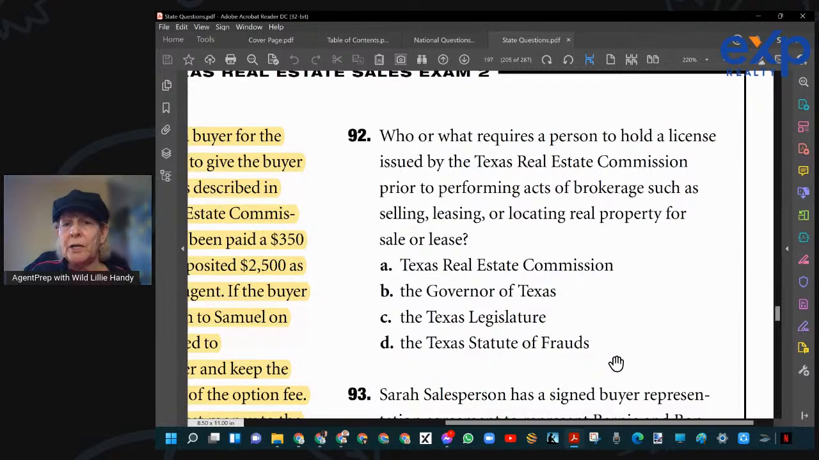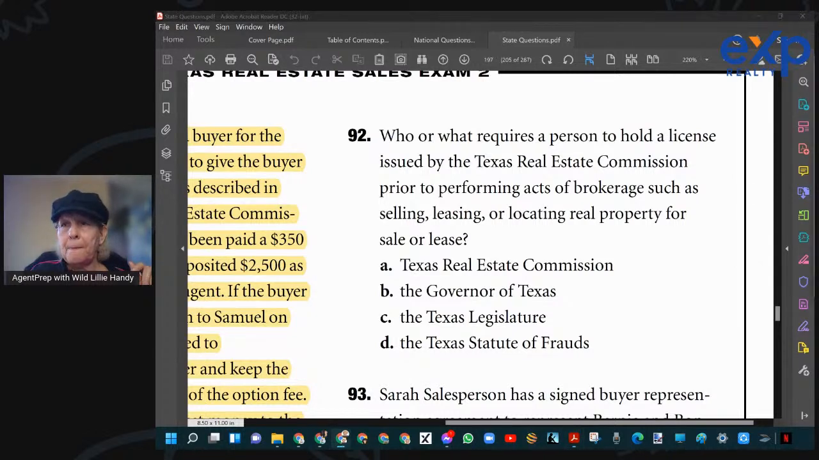So is it who requires a person to hold a license for leasing? A, Texas Real Estate Commission. B, the governor of Texas. C, the Texas legislature. Or D, the Texas statute of frauds. I'll go back to it, Sandy. So let's do question 92.